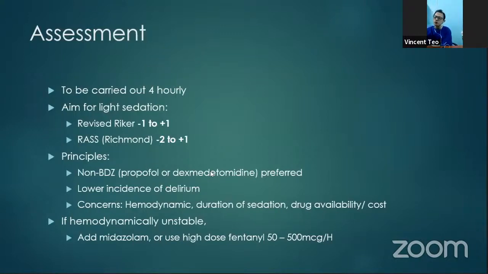However, if you do notice, when we use benzodiazepine at high dose, towards weaning, this group of patients tends to have a very great incidence of delirium. So for patients who are hemodynamically unstable, you might want to use midazolam or high-dose fentanyl. However, it is also to be noted that with the use of fentanyl, despite being high dose, you should give it slowly, as a sudden bolus of fentanyl might cause chest wall rigidity, which will impair your ventilation.